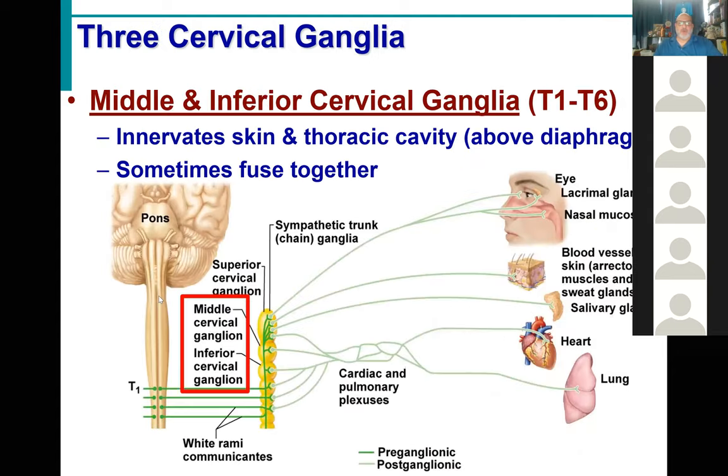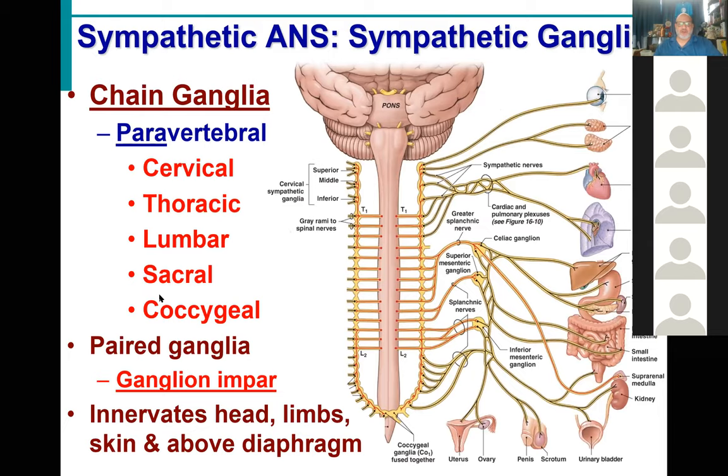Now, I did mention that one coccygeal, so I want to sneak back to this picture really fast. Notice that one coccygeal from each side actually fuse together at the midline, forming a structure we call the ganglion impar. So while they start parallel to each other, they do come together. So basically it forms a big, huge U-shaped structure because those two paired coccygeal ganglia fuse together. And as we just finished talking about, basically all the organs above the diaphragm and all of the skin.